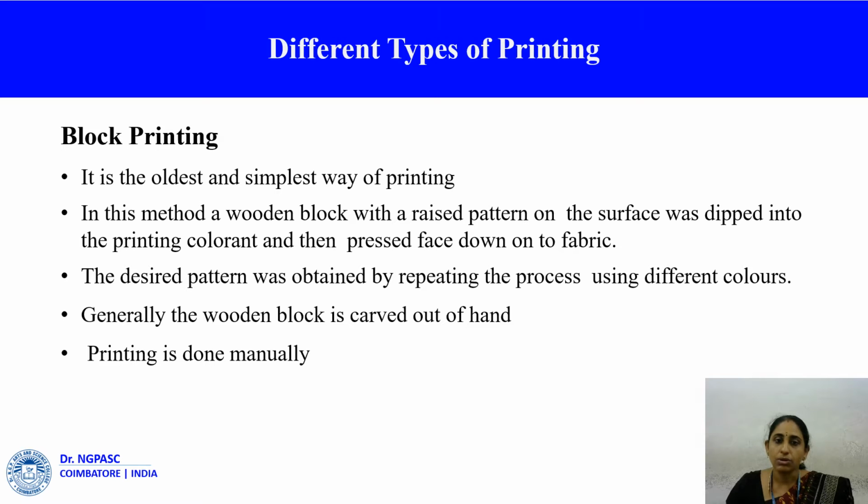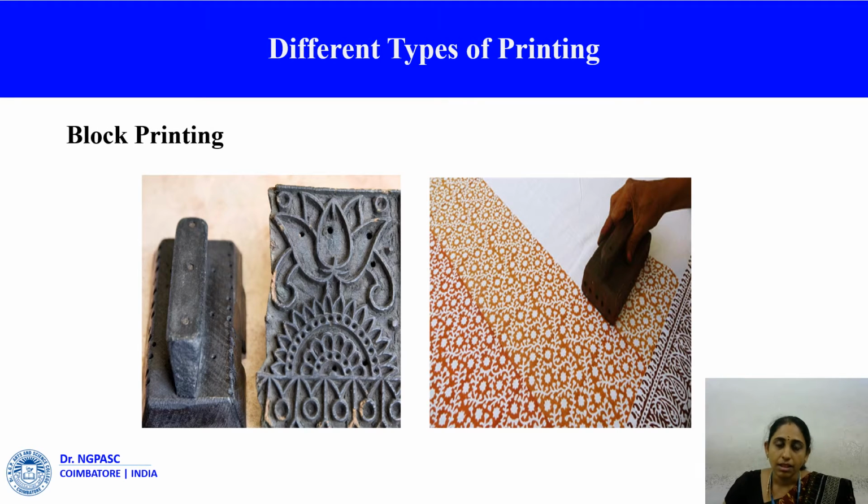Generally, the wooden block is carved out by hand. The printing is done manually mostly. These are the images of block printing. The first image shows the wooden block engraved with certain designs, and the second image shows the colorant applied on the block and impregnated on the fabric.